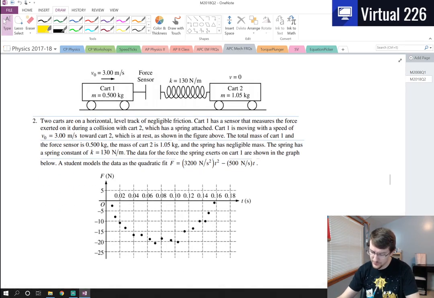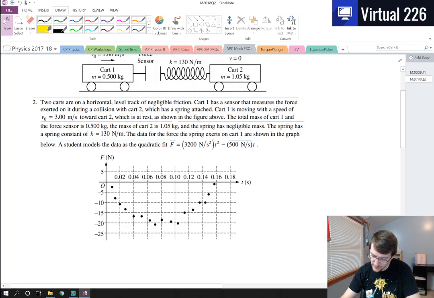So they're on a horizontal level track, no friction. That's very nice. Cart 1 has a sensor that measures the force exerted on it during the collision with cart 2, and it has that spring attached. Cart 1 is moving with a speed of 3 meters per second, and cart 2 is at rest. The total mass of cart 1 and the force sensor is half a kilogram. The mass of cart 2 is 1.05 kilograms. The spring has no mass, and it has a spring constant of 130 newtons per meter. The data for the force the spring exerts on cart 1 are shown in the graph below.